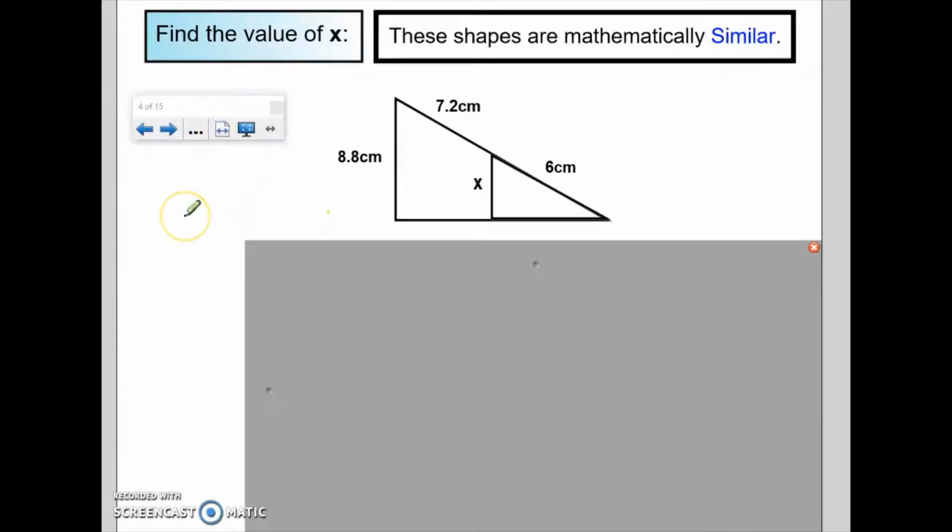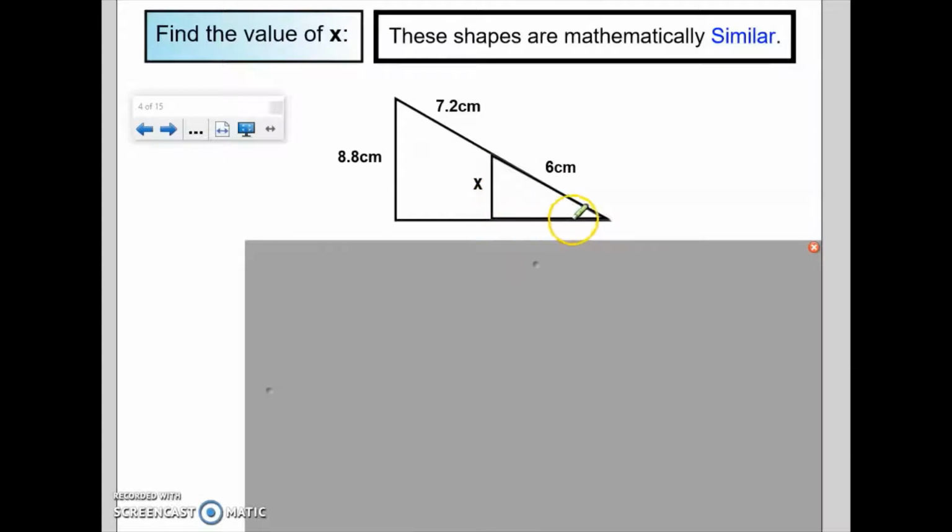Okay, again, if you want to go ahead and answer this question yourself, please pause the video and I'll just talk you through how to answer questions like this. So this time we are given shapes that are mathematically similar. We're told that in the question. This is a very common exam question.